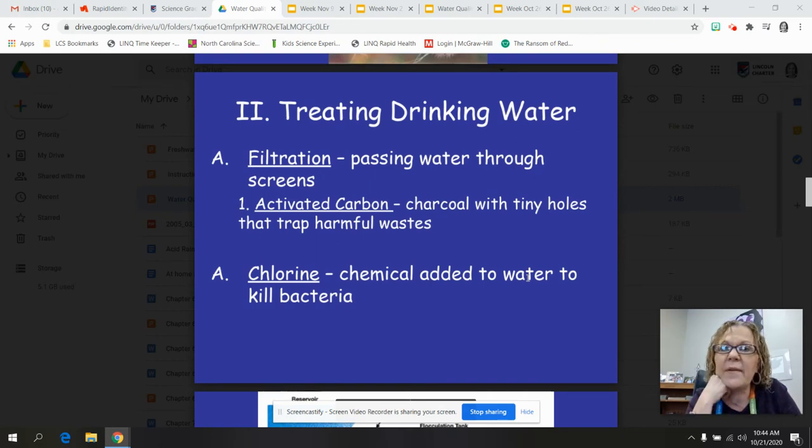If any of you have a reusable water bottle that's got a filter on it and you have to change out the filter, guess what's in that filter? Activated carbon. If you break it open, you'll see all of this black granular stuff. That's activated carbon, and it's good for filtering water. You're not drinking any of the carbon, don't worry, because that would make you sick, but it does filter out all those harmful wastes and things that should not be in your water.